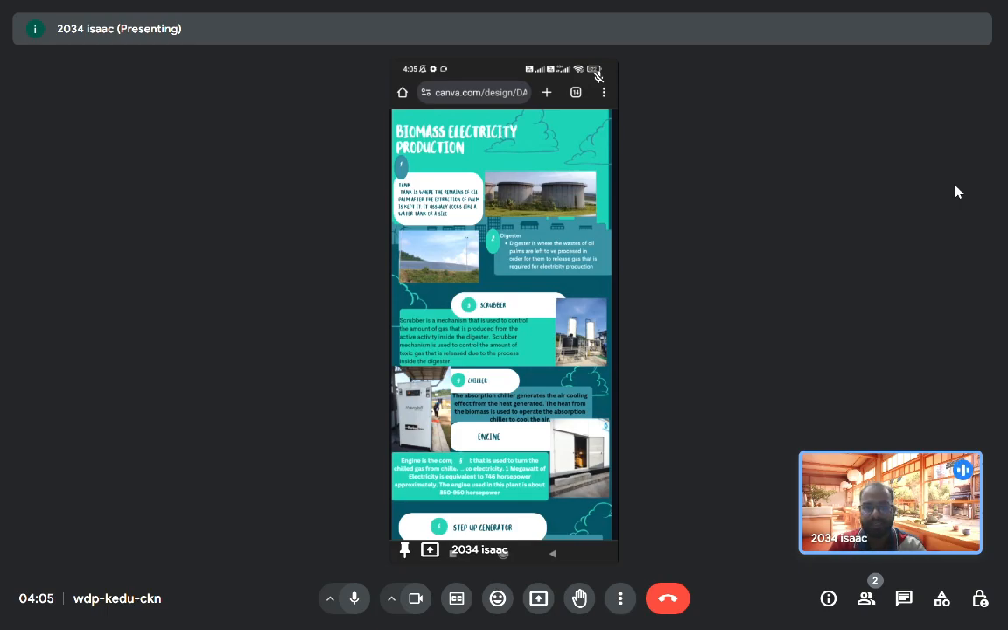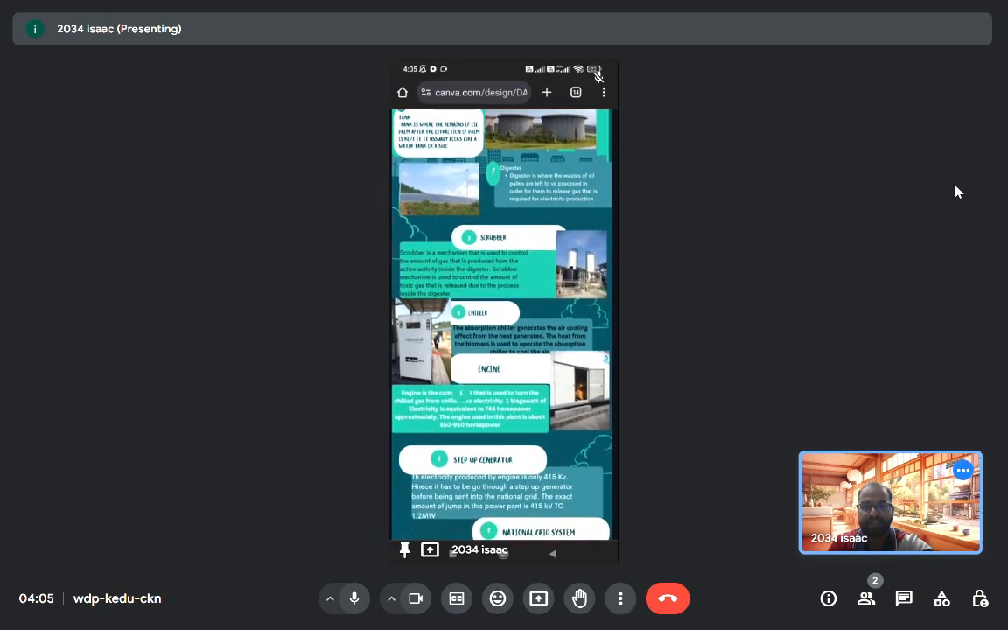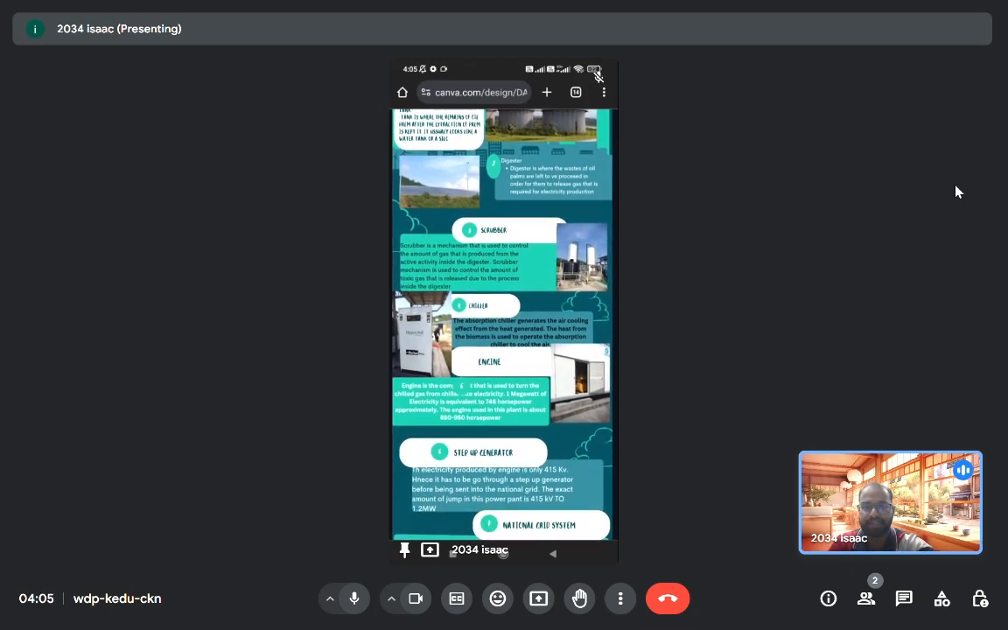Fourth is the chiller. The absorption chiller generates the air cooling effect from the heat generated. The heat from the biomass is used to operate the absorption. Fifth is the engine. Engine is the component that is used to turn the chilled gas from the chiller into electricity. 1 megawatt of electricity is equivalent to approximately 746 horsepower. The engine used in this power plant is about 850 to 950 horsepower.